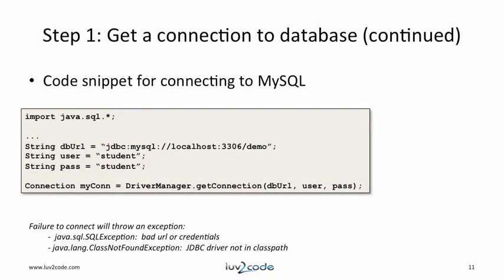Now we have enough background information to get a connection. In this example, I'm going to define variables for the database URL, the user ID, and the password. Then we'll make use of DriverManager.getConnection based on these variables. If everything is successful, then we get a valid connection object. If there's a failure, it could throw an exception, like a SQL exception or a class not found exception.